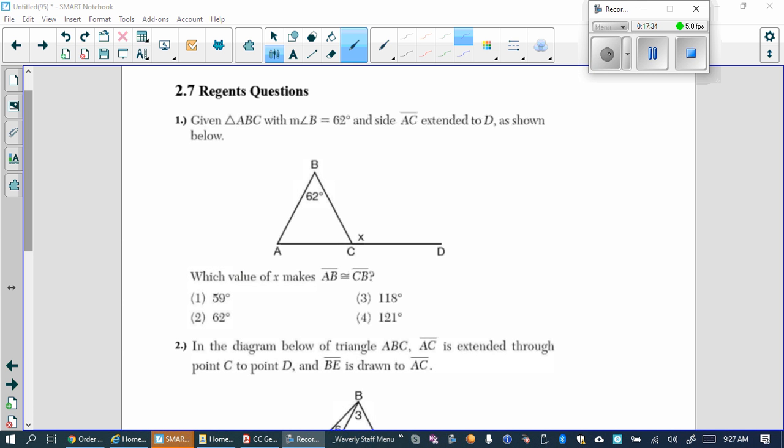Isosceles, two congruent legs. So you can see they ask it in a kind of an indirect way, right? They're really asking what value of x makes the triangle isosceles, because if they're going to be congruent, it's got to be isosceles. Follow that? Okay. So what do you guys say? You get 118? He says 118. Is he right?